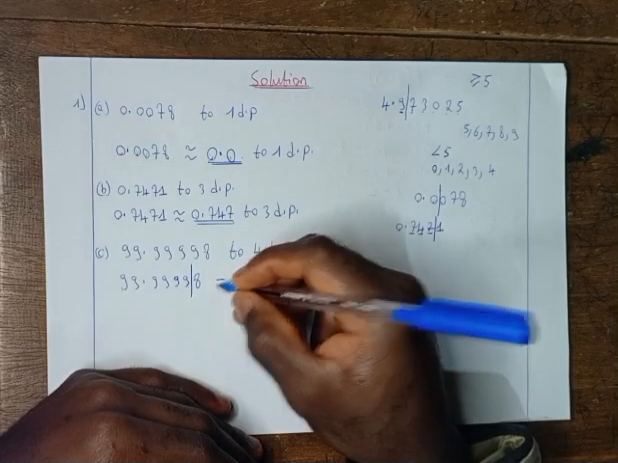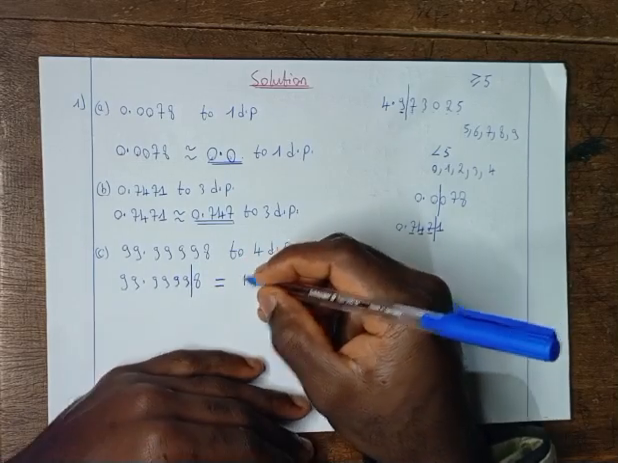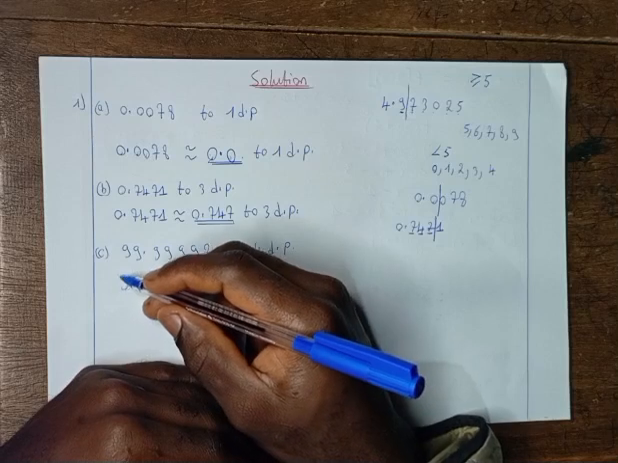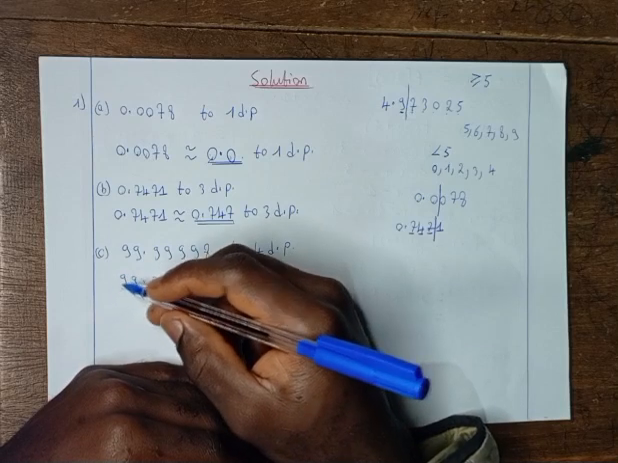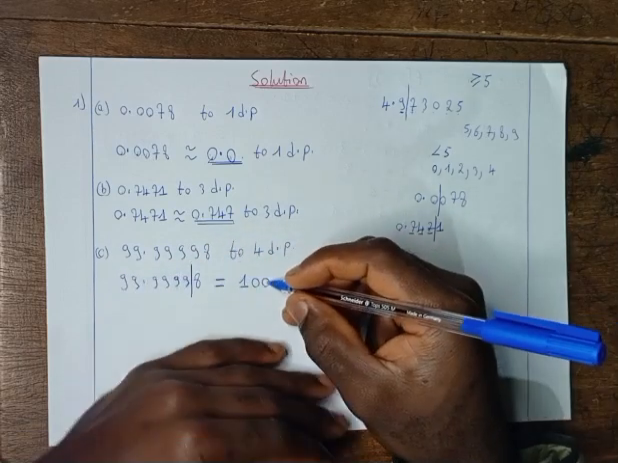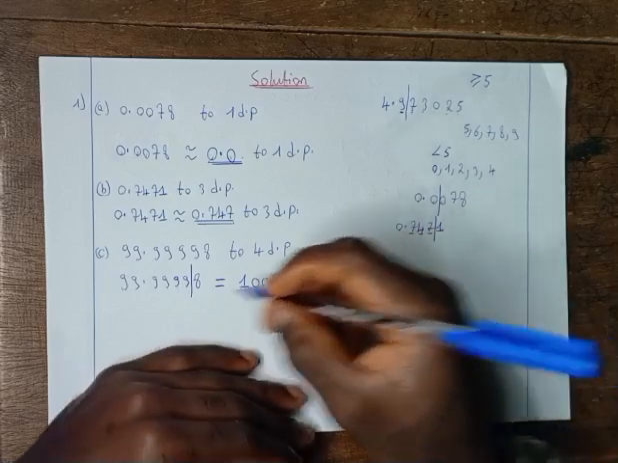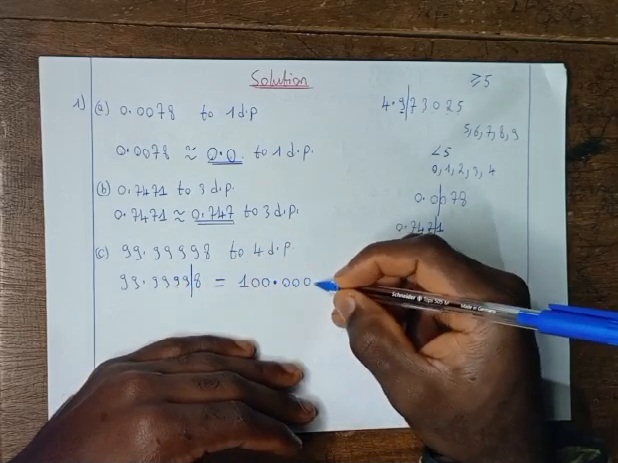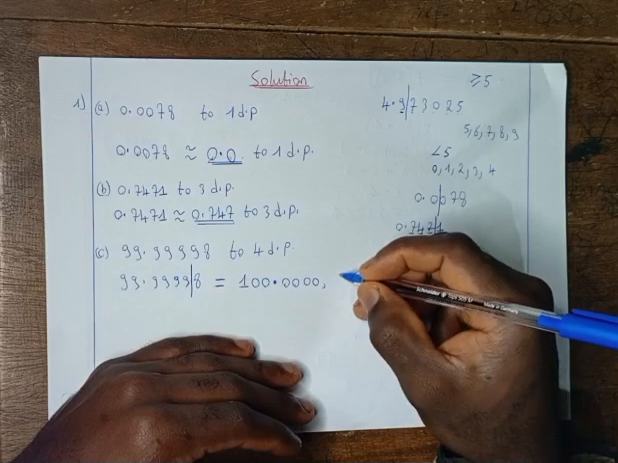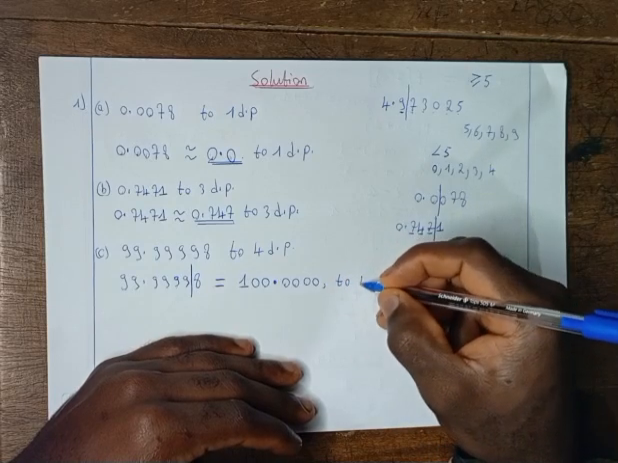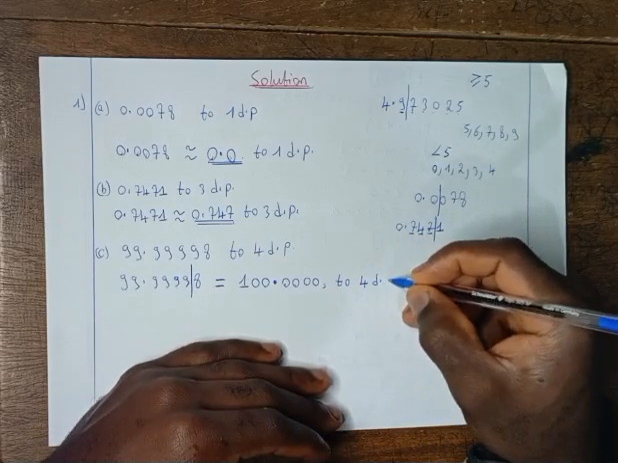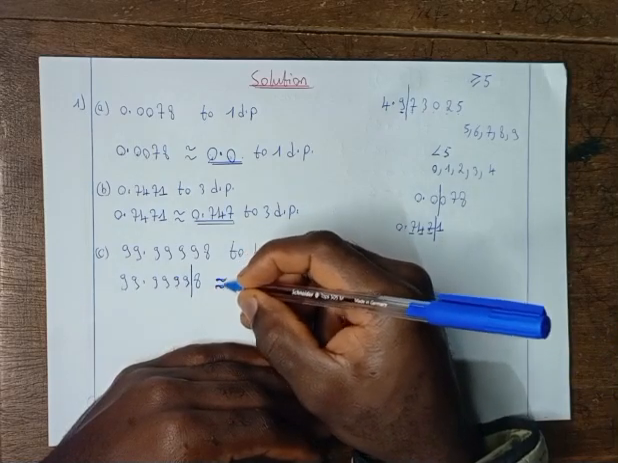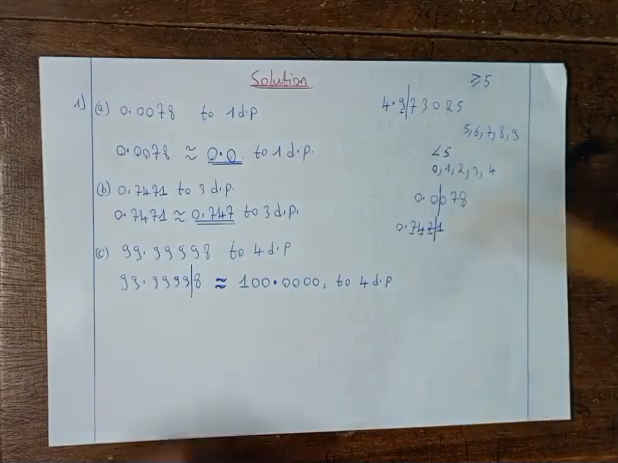So this will give us 100. Here, we write down the 10. We have 1 with 0. Then we replace this other 9 with 0. Point. Here we have zeros. 0, 0, 0, 0, point, 2, 4 dp. It's an approximation. So this is the result.